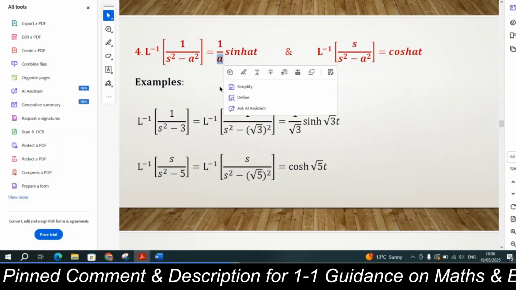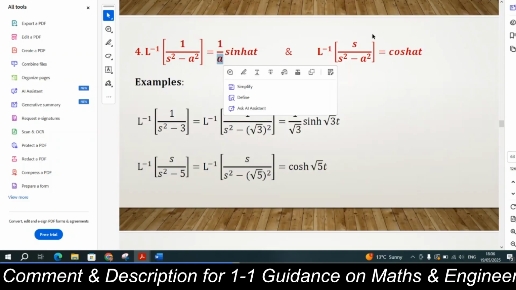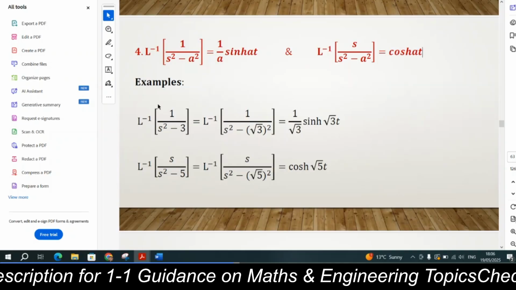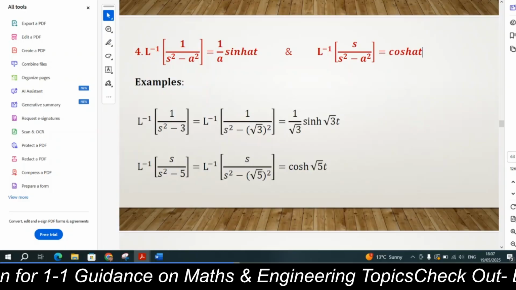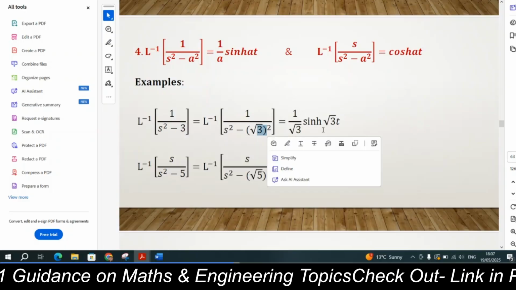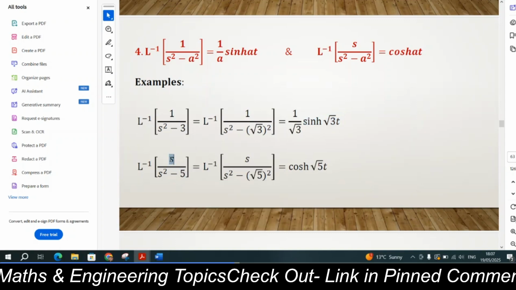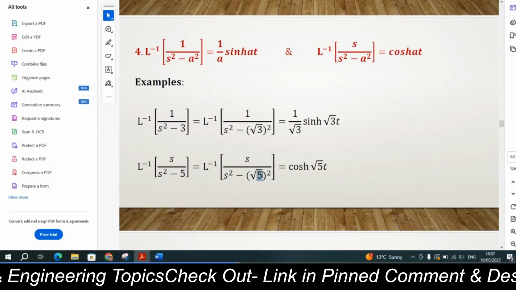Okay. Let's move on to the next slide. This is hyperbolic sine. Again, hyperbolic sine had an a in the numerator. It is not over here. Therefore, you will have it over here. S square minus a square, and this is s upon s square minus a square becomes hyperbolic cos at. So similarly, you have 1 upon s square minus 3.